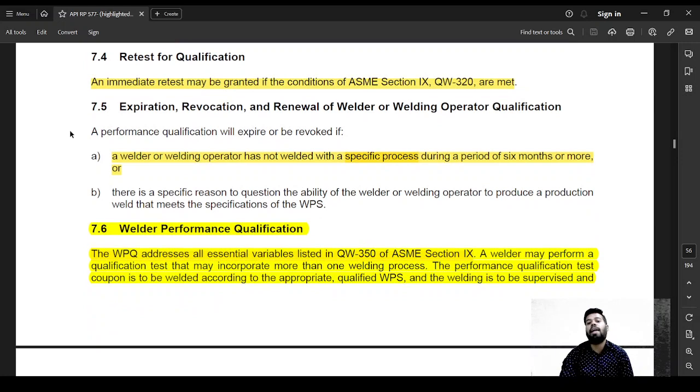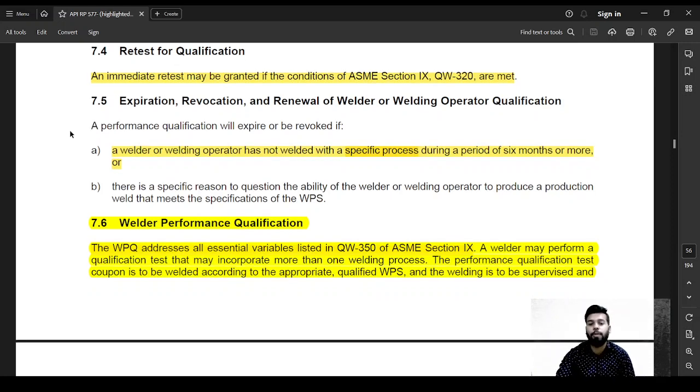Expiration, revocation and renewal of welder or welding operator qualification. The performance qualification will expire or be revoked if the welder or welding operator has not welded with the specific process for a period of 6 months or more, or there is a specific reason to question the ability of a welder or welding operator to produce a production weldment that meets the specification of the WPS.